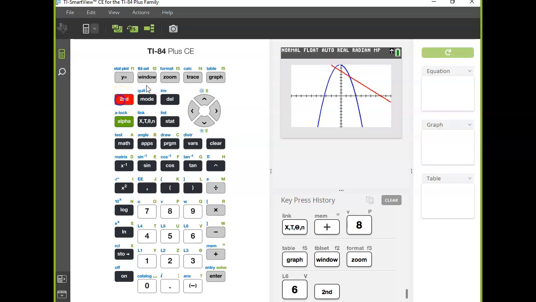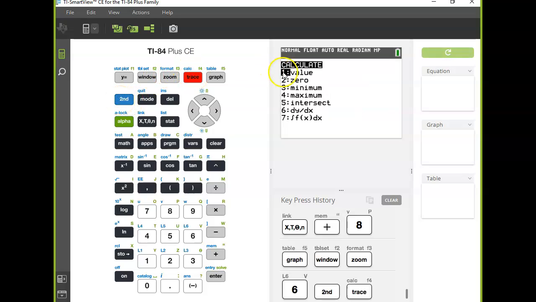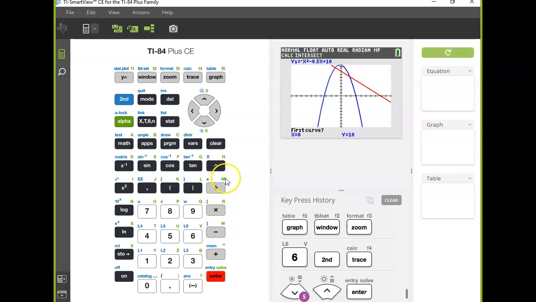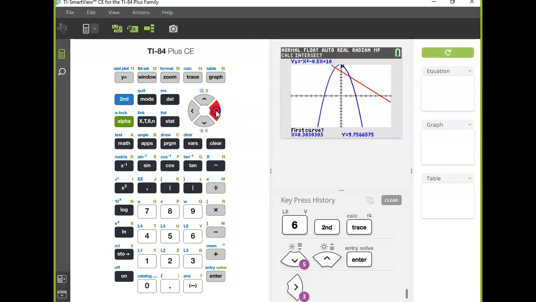Just a quick refresher. Second, trace. Anytime you want to find something on a graph, it's under the calc feature. And then I want to go to intersect, which is option 5. Hit enter. And then what I usually do is just scroll until I get that cursor to go to the point where I want it. And as long as it's close, you're good.